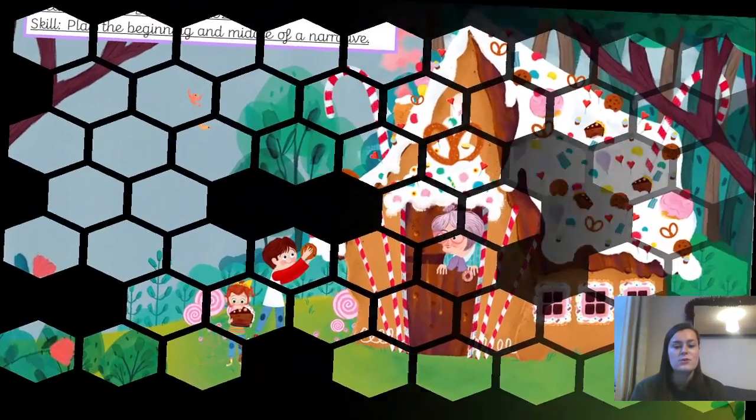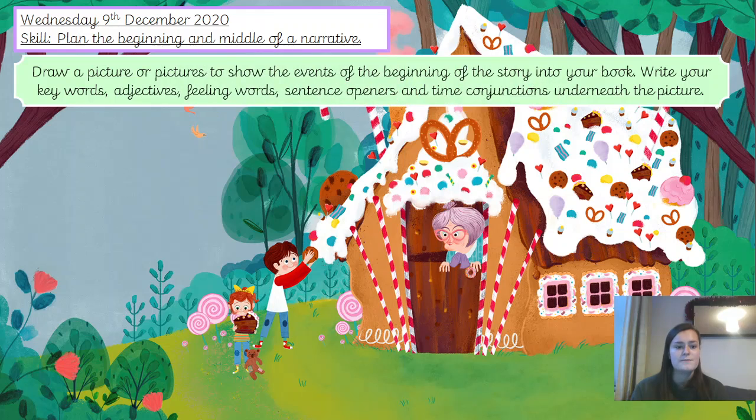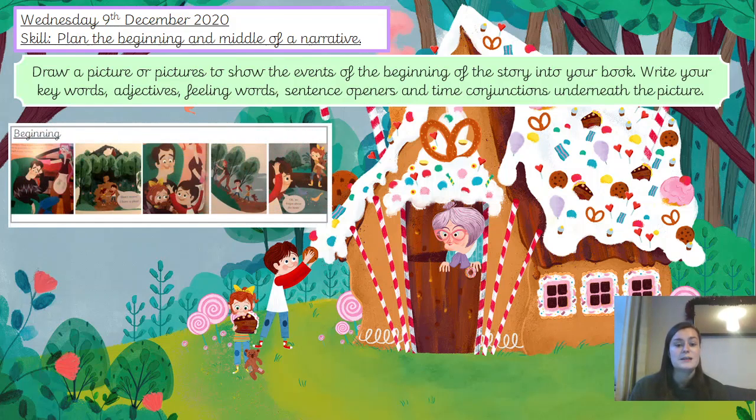So for your first task today, I would like you to have a go at drawing a picture or a few pictures to show the events in the beginning of the story into your book. And underneath it, I would like you to write some of your key words to summarise what happened, some adjectives to describe what's happened, some feeling words to think about how those characters would have been feeling, some sentence openers and some time conjunctions underneath the picture. Okay, so some pictures like this.